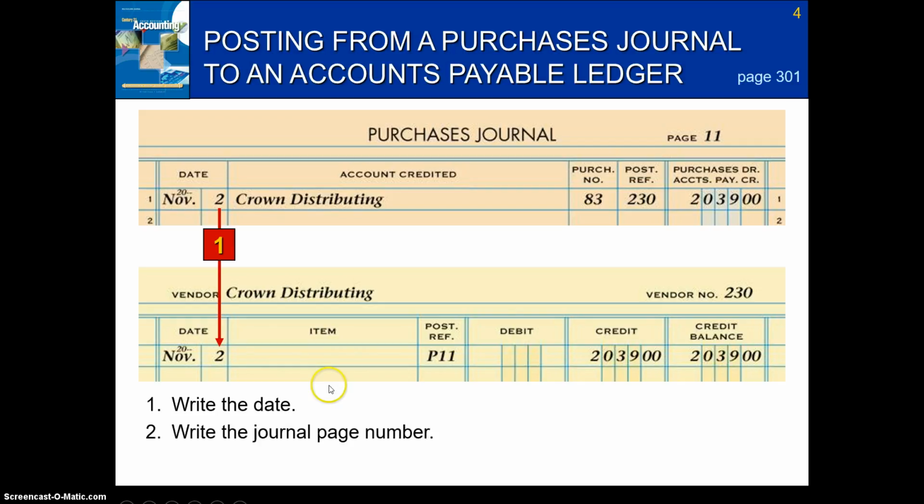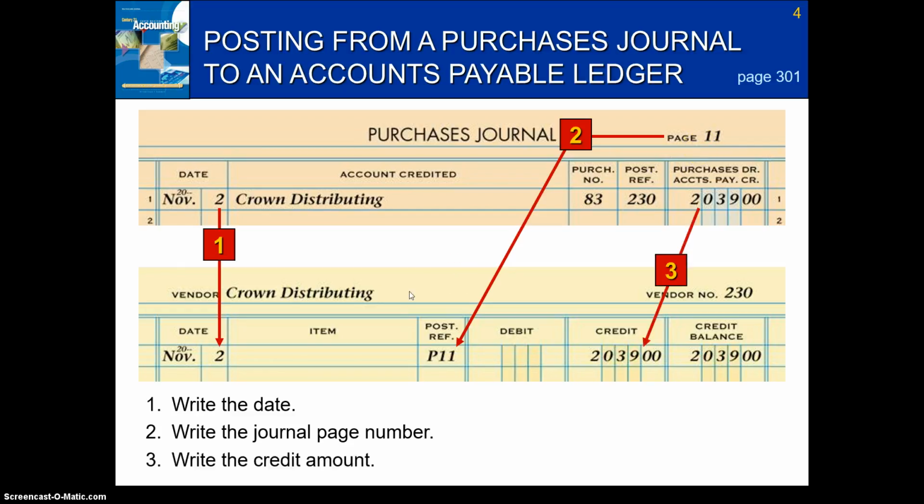Next, we're going to write the page journal. This came from the purchases journal, so it's got a P, and this was page 11. All we're doing when we're posting is just basically copying. Write the credit amount, okay? Because we should have a credit balance, and there was nothing here already, we're going to look up here. This says accounts payable credit. So this is the one we're concerned with because we're in the accounts payable subsidiary ledger. So accounts payable is going to be a credit. We put that in. And because there was not already a balance, that number is going to come straight over.